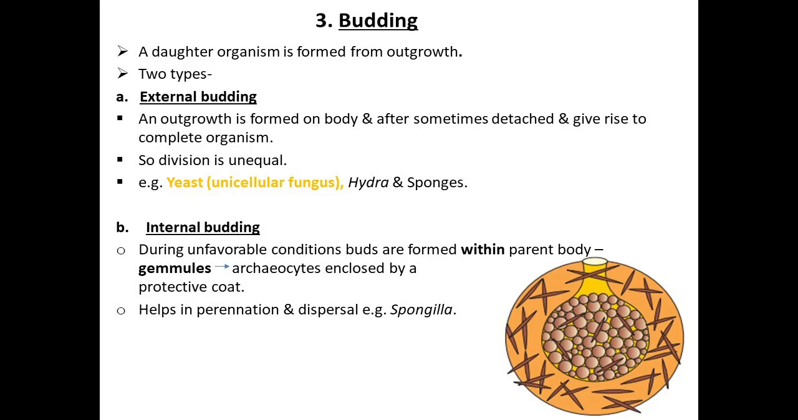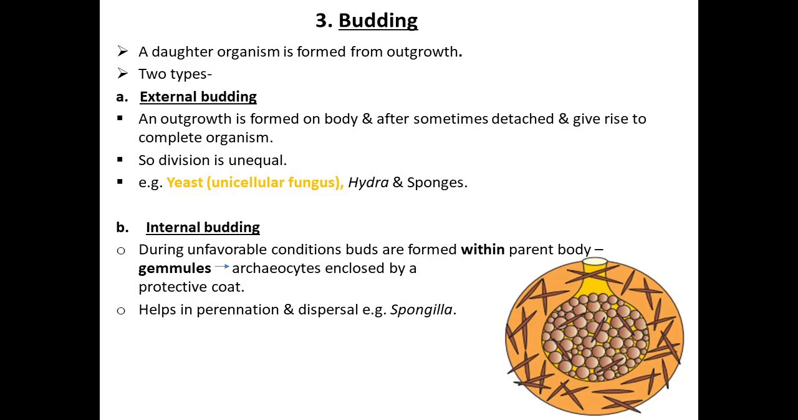Internal buds are formed in sponges during unfavorable conditions, and that is called a gemmule. So gemmules help in overcoming the unfavorable condition as well as in dispersal. It is common in Spongilla, which is a freshwater sponge.